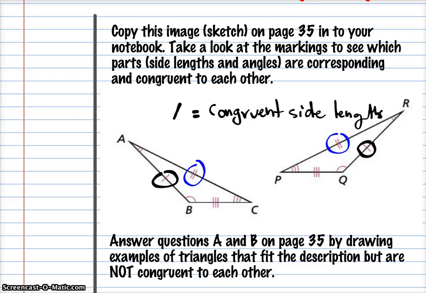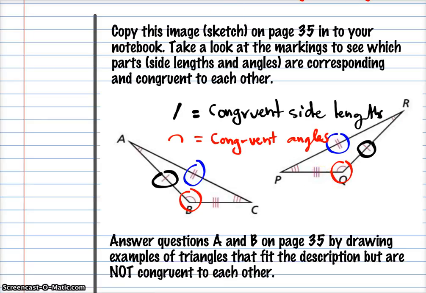Okay, now that mark is still the same for angles as well. So if I have an angle mark, like it does here at angle B and angle Q, they are congruent and corresponding. So these are congruent angles. Okay, because they're on two separate shapes, they are also the corresponding angles. This angle B and angle Q are the same angles in corresponding congruent triangles.